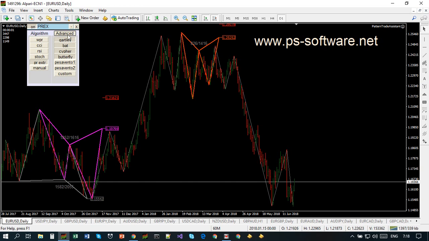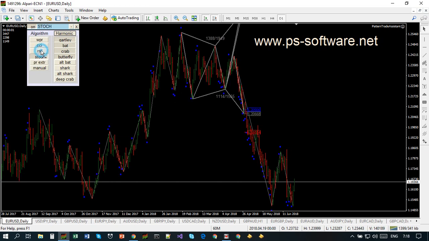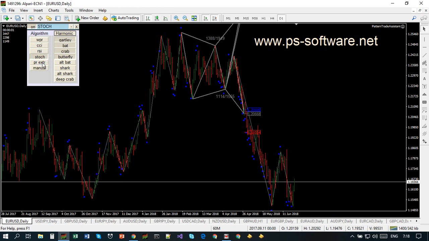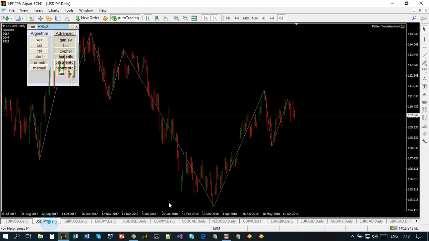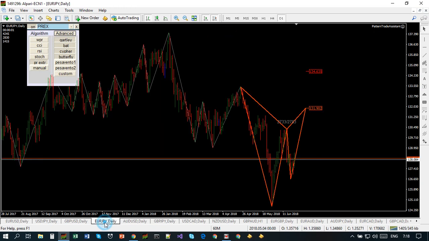These patterns are advanced patterns. If you guys are harmonic traders, okay, let me switch to harmonic trading, and nothing for you in harmonic trading approach. Okay, let us go to the next pair. Dollar yen, nothing here and nothing here. Pound dollar, nothing here. This is already history, so no need to explain what happens on history.